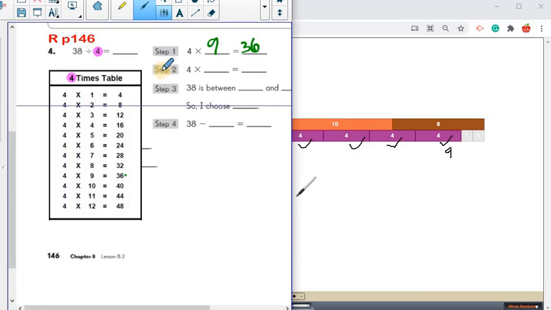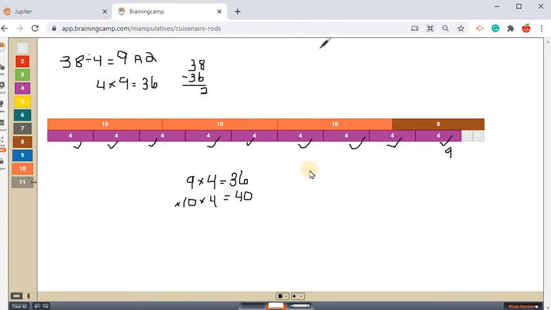Now I'm going to do step 2. In step 2, it wants me to get even bigger. So 4 times 10 is 40. That's bigger, isn't it? 10 is bigger than 9, and it's going to be 4 more than 9 times 4. My product will be 4 bigger than the 36. So again, I have those same numbers. Remember my Cuisenaire rods? I had that. 9 times 4 is 36. 10 times 4 is 40.